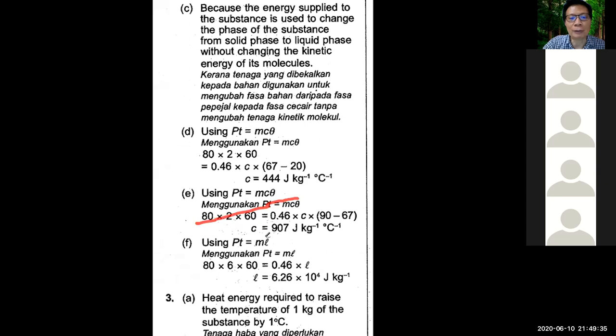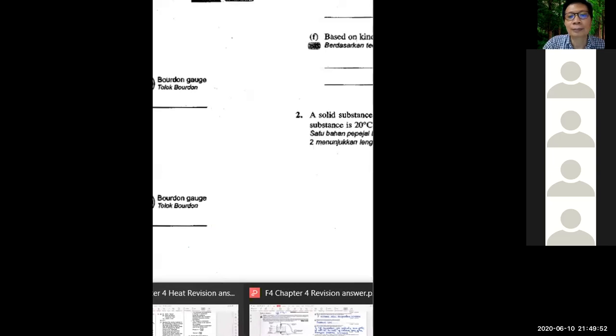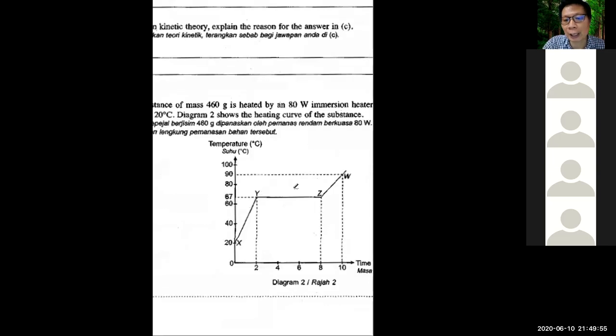Pt equals mL, latent heat mL, sorry, latent heat. Latent heat means the horizontal part. To find latent heat, you have to use this part, okay? Now we do slowly, okay? Latent heat means you have to use this part. Because when temperature is constant it involves latent heat, so latent heat uses here, 8 minus 2, so 6 minutes. Okay? 6 minutes. Latent heat, so it's here. All right.